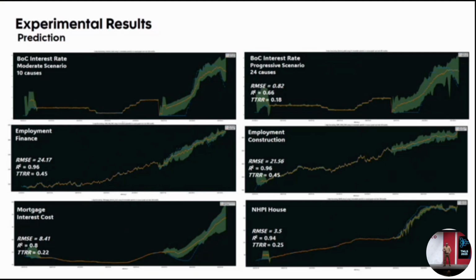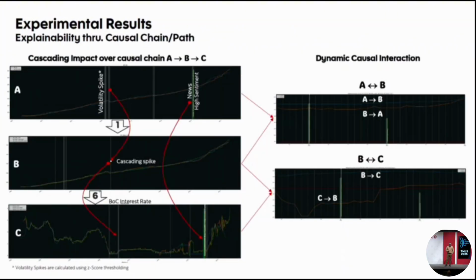So for some variables, we get much better outcomes. But the explainability, one thing we can check is how a spike in the data sets can cascade over the causes across the causal network. For example, cascade impact over causal chain A to B to C. So if you see there is a volatility spike in A that affects B with 1 time lag, and then affects C with 6 time lag, based on the trained network.